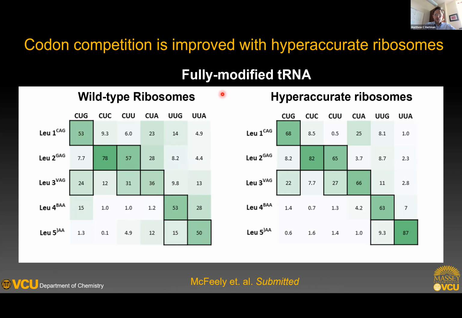And when we switched from wild type to hyperaccurate ribosomes using our same competition assay, we actually see some improvements. Most notably here, the CUA codon goes from 36% up to 66%. So that means that these hyperaccurate ribosomes are actually discriminating better between Leu2 and Leu3. Remember, these are cognate tRNAs for a given codon. And we see some improvements all across. So this was looking promising, and we were kind of excited about what this might hold.